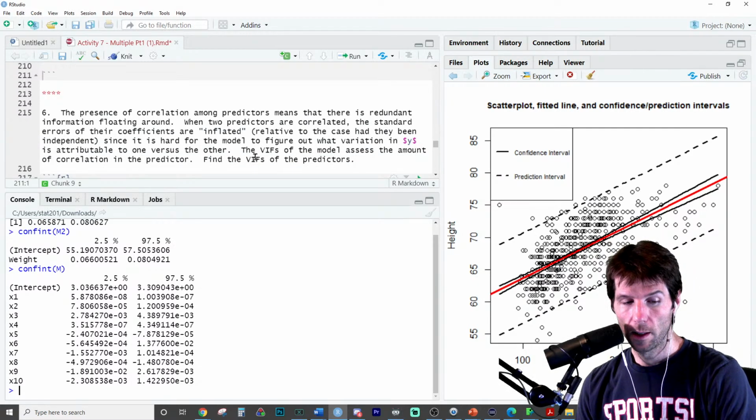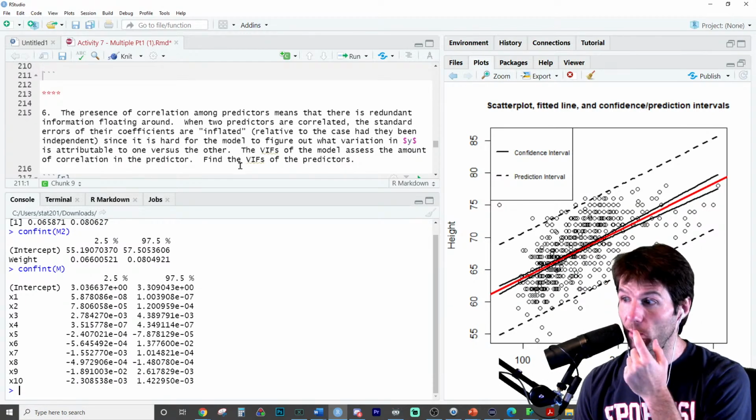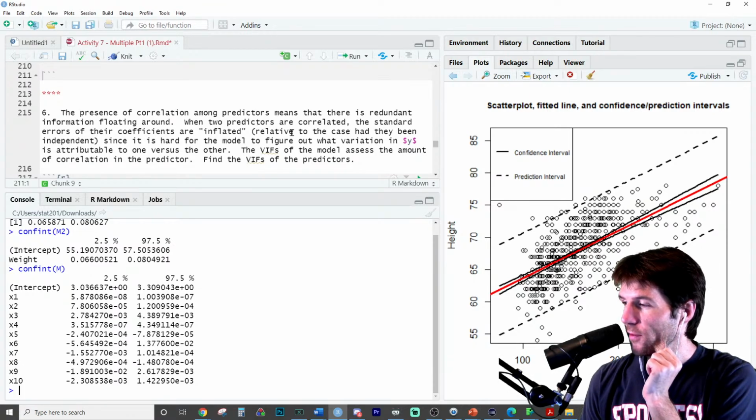Excellent work. The presence of correlation among predictors means that there is redundant information. Ooh, I love some redundant information. Which means we might have more uncertainty. It's like if you have 10 friends.